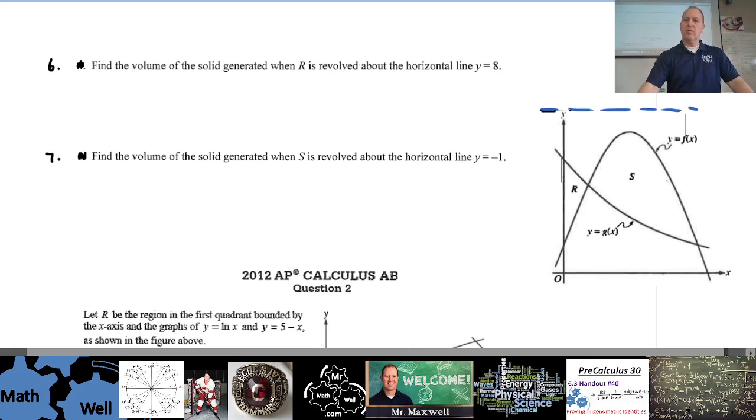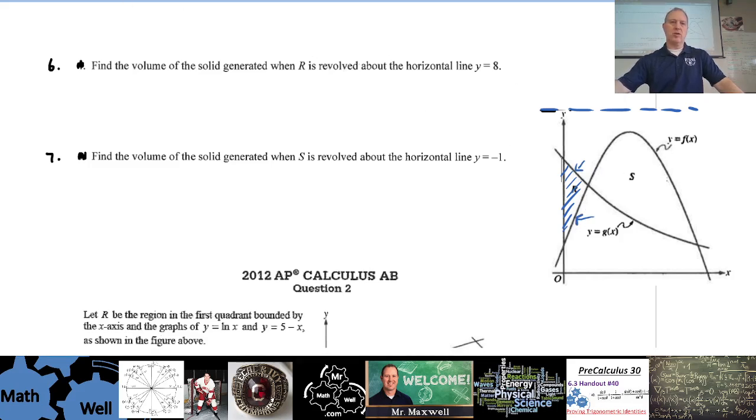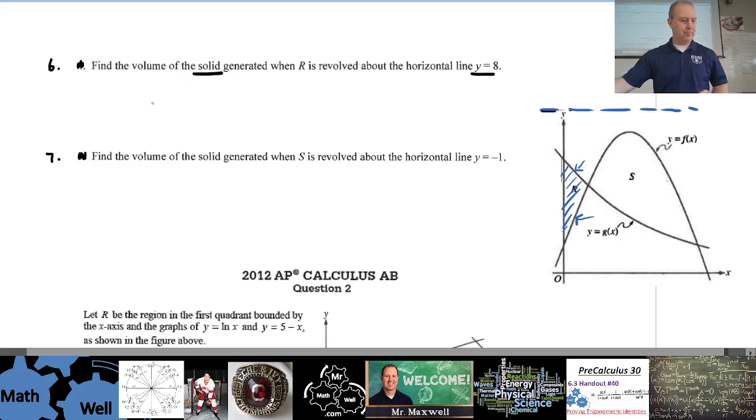And so what we want to do is find out what this area is, and then pi r squared it, right? So it revolves around here. Now the outer function will be this f of x, and the inner function will be this g of x. So we'll have to use those as well. So let's find out what the integral is that represents this solid when just R is revolved around the line y equals 8.